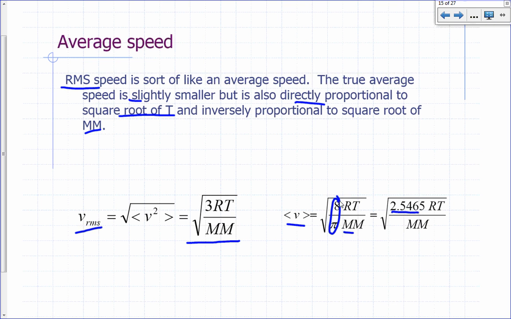Okay. Compare that to the formula for the root mean square speed. The only difference is this 3 right here and this 2.5465. So your average speed is slightly smaller than your root mean square speed. Okay? But the higher the temperature, the higher the average speed, the higher the root mean square speed. And for the same temperature, the heavier your molecules are, the slower their average speed is.